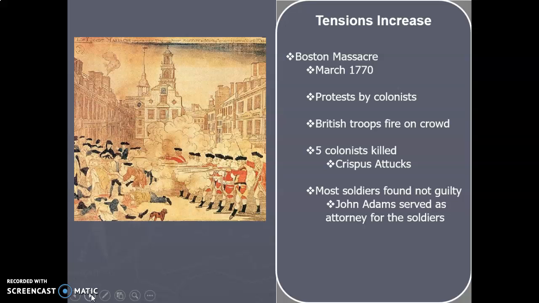Boston Massacre, 1770, protest by the colonists. Basically, the British fire into the crowd. Five colonists are killed, including African-American or African British citizen Crispus Attucks. So, your version of the story, you may have been told that the British fired into a defenseless crowd. That's not true. Boston was in a depression.